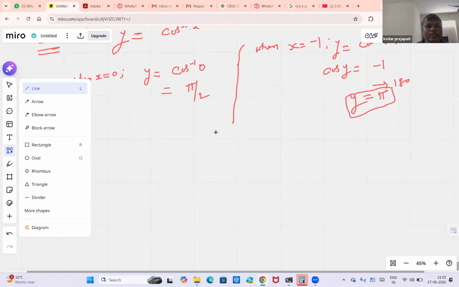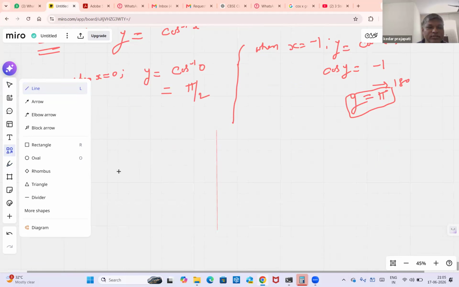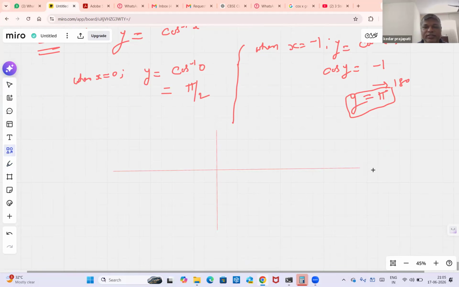In this kind of question, don't draw the entire graph. They're asking for a particular range and a particular domain, so we also have to show the work. This is a three marker question, sometimes 5 markers also. I think 3 markers will be there. So let us draw it.